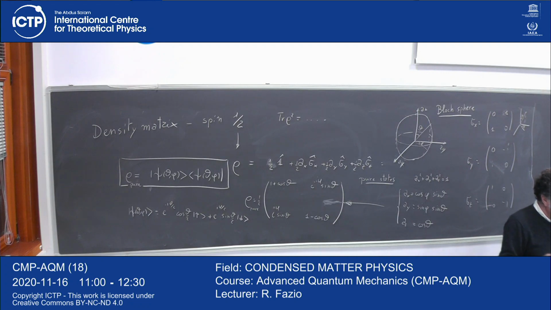So this means that all and only the pure states are the ones such that ax squared plus ay squared plus az squared should be equal to 1. And if you have such a condition, then you can use two angles to represent the state.